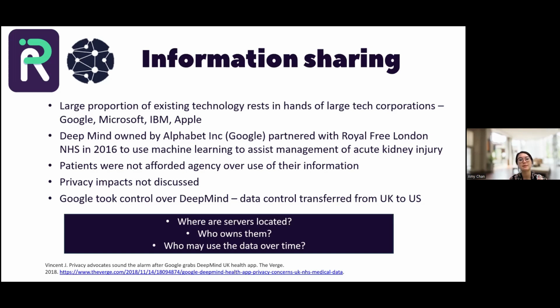So in this case of DeepMind, they started with Royal Free London. It was around improving care locally, but then it became bigger and then it was transferred to the US, and then it was used by Google. Is that something that was allowed and consented to, and who may use that data over time? So these changing healthcare needs are another factor to think about.